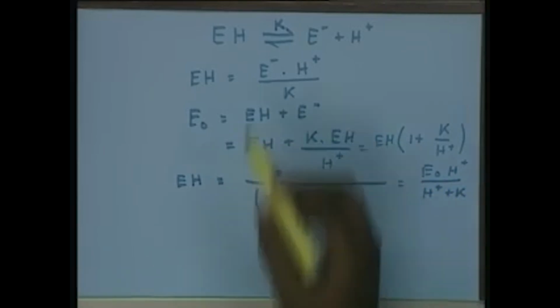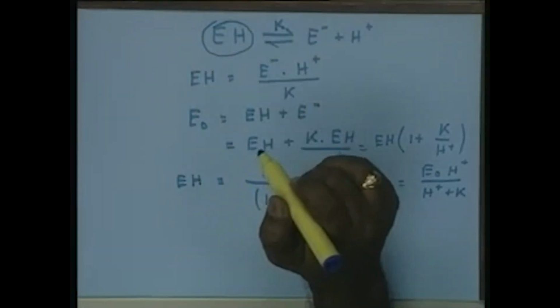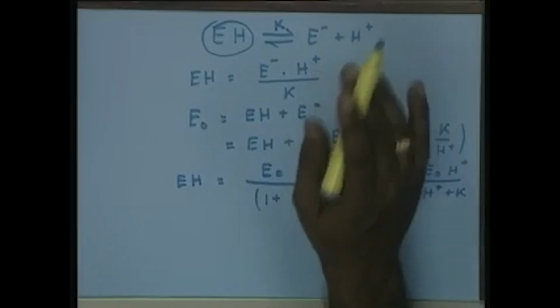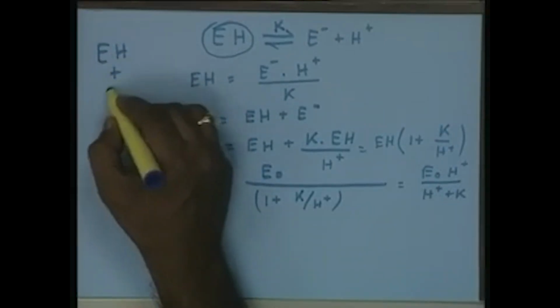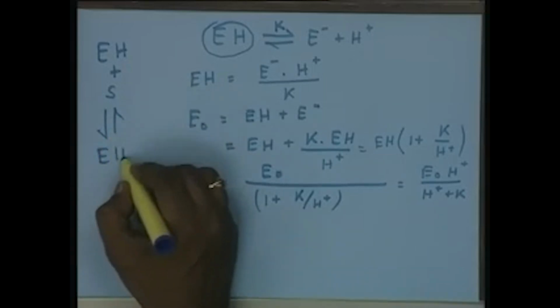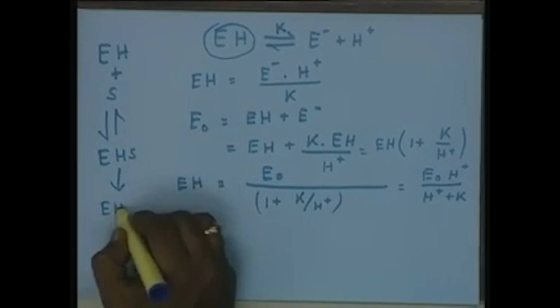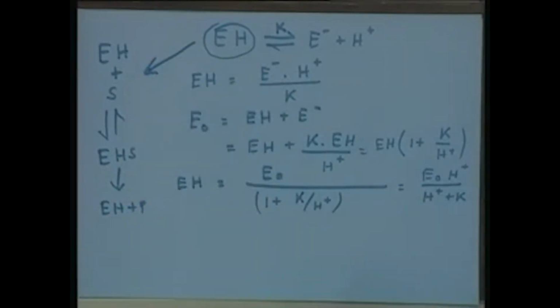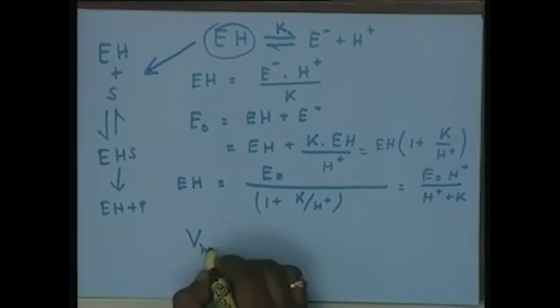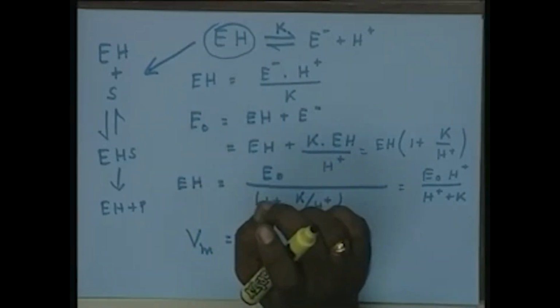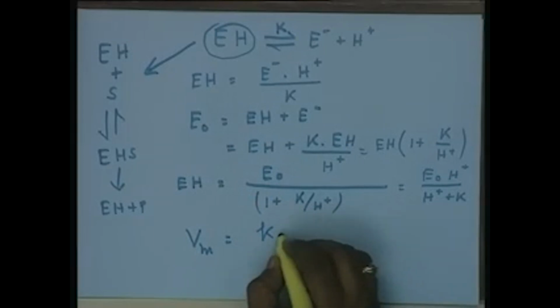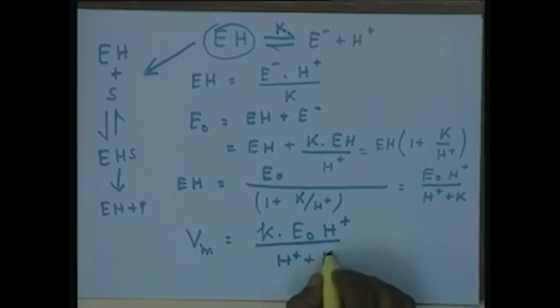Now we assume that EH is the catalytically active form and not the negatively charged enzyme, so the substrate will bind only to EH: EH plus S goes to EHS, followed by EH plus P. If EH is the catalytically active form, then the VM, the maximum reaction velocity, will be when all the enzyme is present in the form of EH, and will essentially be K into E naught into H plus upon H plus K.